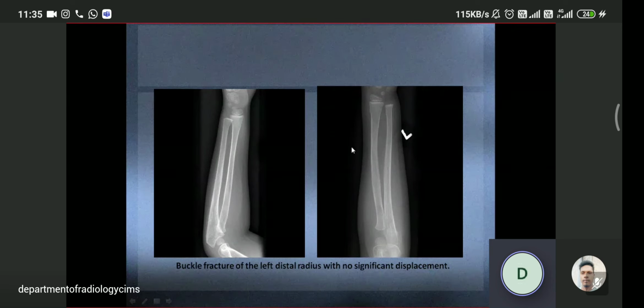Where is the fracture in this one? Anyone? This is the fracture. It is a buckling injury. Buckling means torus fracture. So buckle fracture of the left distal radius with no significant displacement. This is a buckle fracture.